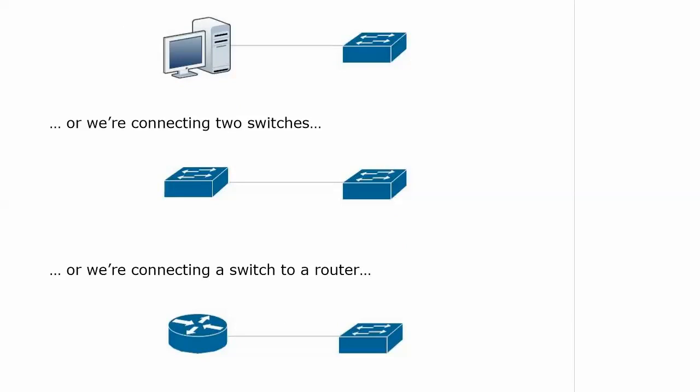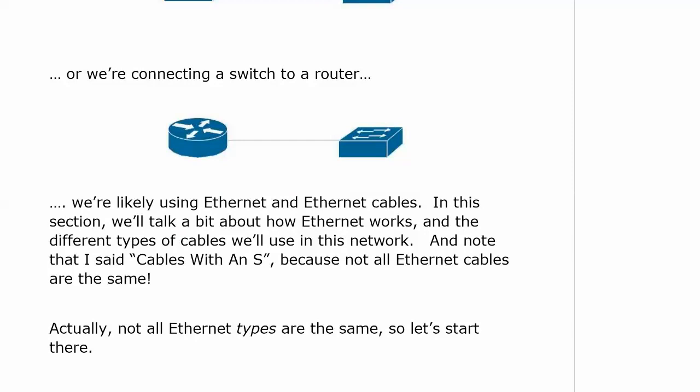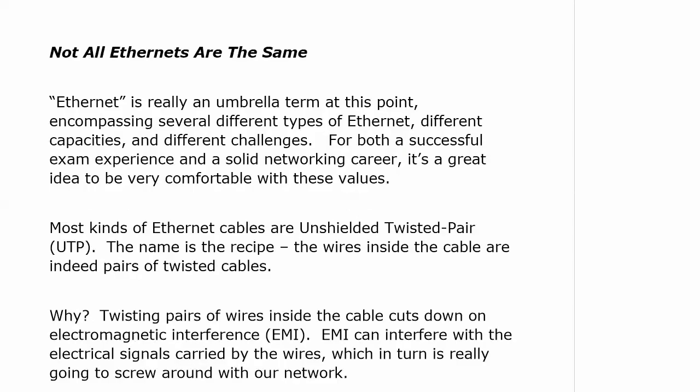or we're connecting two switches, or we're connecting a switch to a router, we are very likely using Ethernet and Ethernet cables. And in this section, we're going to talk a little bit about how Ethernet works. There'll be a little bit of that in the switching section as well. But here we're also going to concentrate on the different types of cables we use in a network. And note that I said cables with an S, because not all Ethernet cables are the same. And actually, not all Ethernet types are really the same either. So we're actually going to start there.